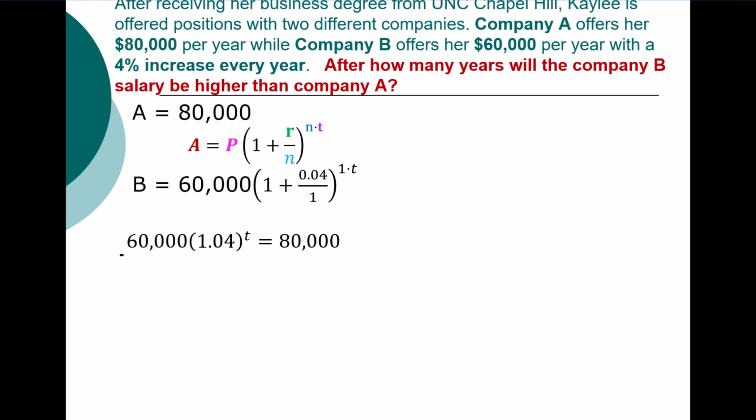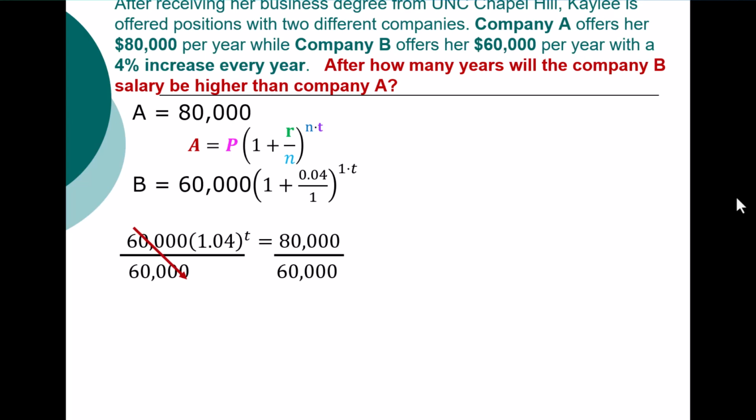Let's look at breaking this down. Let's look at Company B. After how many years will the Company B salary be higher than Company A? So I started with Company B, plugged in the initial amount, and plugged in the number of compounding periods. Now notice we're not breaking the year down, so that's just going to be 1 year. The percent is 4%, and then I'm going to simplify that.